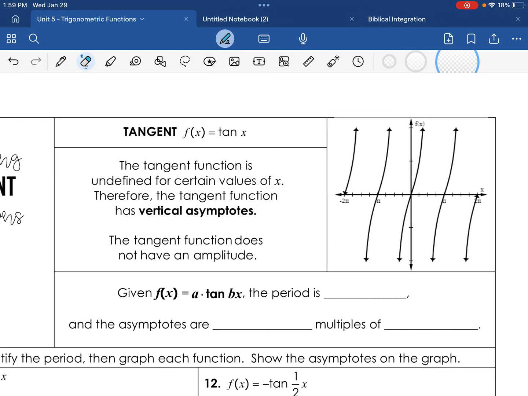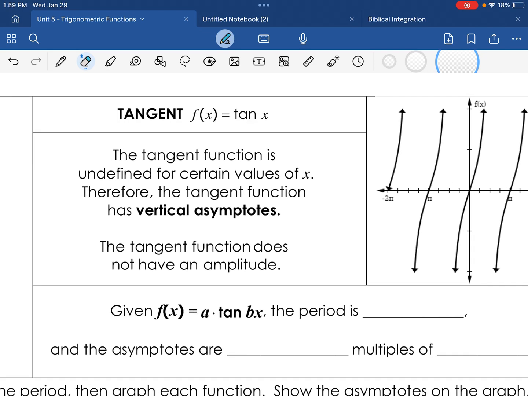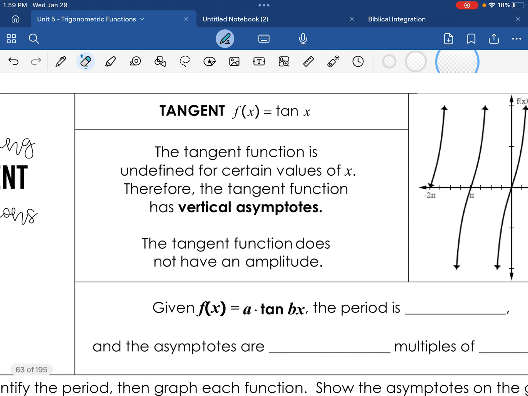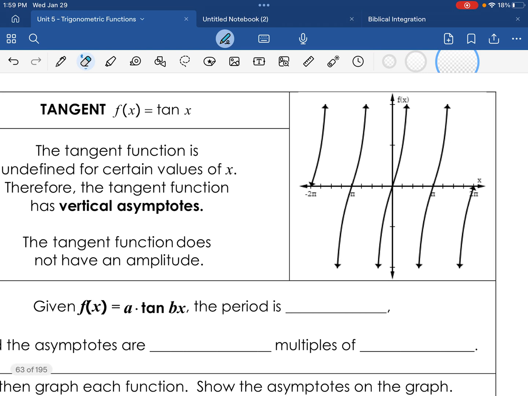So let's go over your formal notes here. Okay. The tangent function is y equals tangent of x. And the tangent function is undefined for certain values of x. We just talked about that. Therefore, tangent functions have vertical asymptotes, and they repeat. The tangent function does not have an amplitude. It doesn't have a height to it. It goes on forever. But it does have asymptotes, and it does have periods. And those are the two unique features of tangent functions. And those are the two things you're going to have to find on your homework.